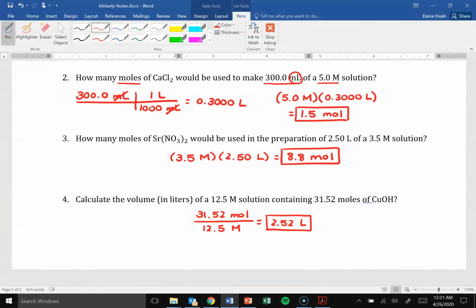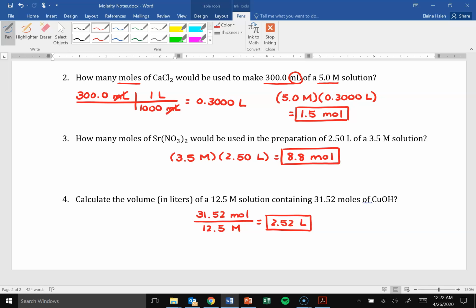All right, so for number 3, we are given the liters of the solution and the molarity, and we are looking for moles. So there's nothing to convert here. All all we need to do is plug it into the equation. So the equation is the moles of the solute is equal to the molarity times liters of solution. So we'll take 3.5 molar multiplied by 2.50 liters, and you will get 8.8 moles.